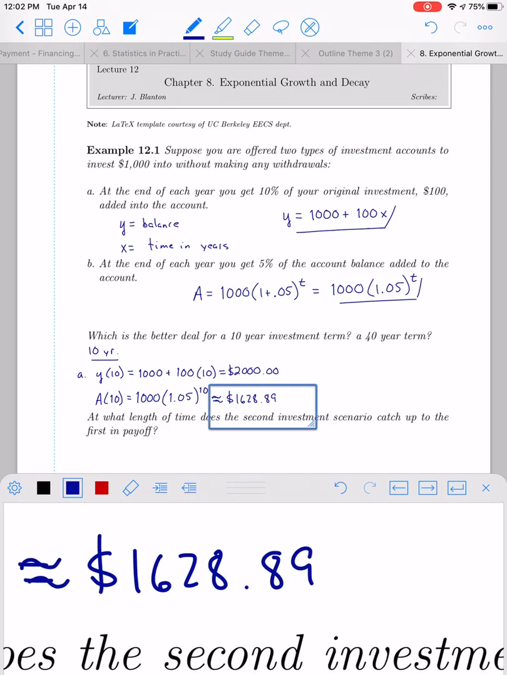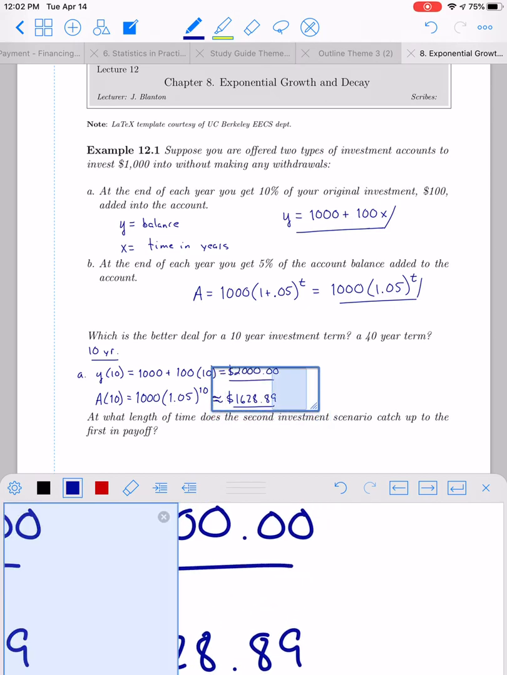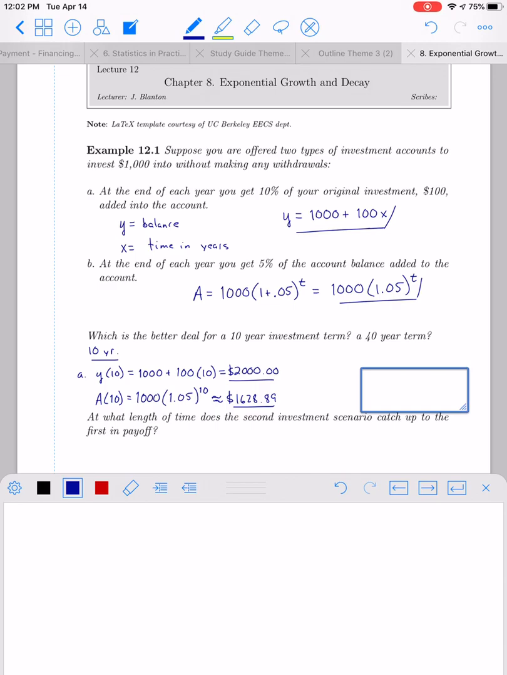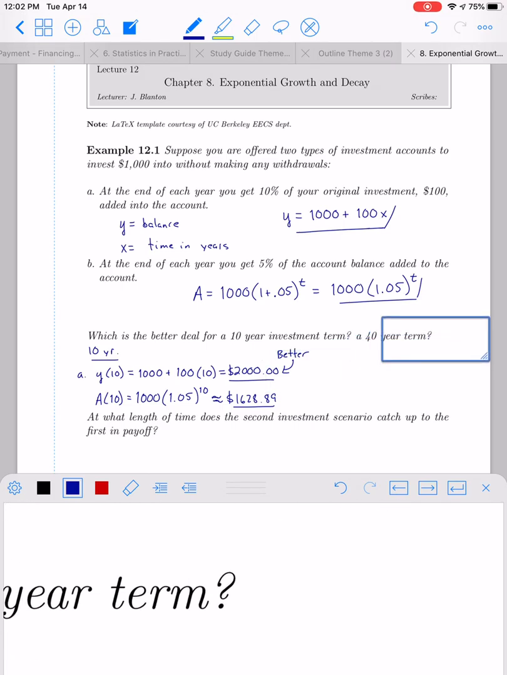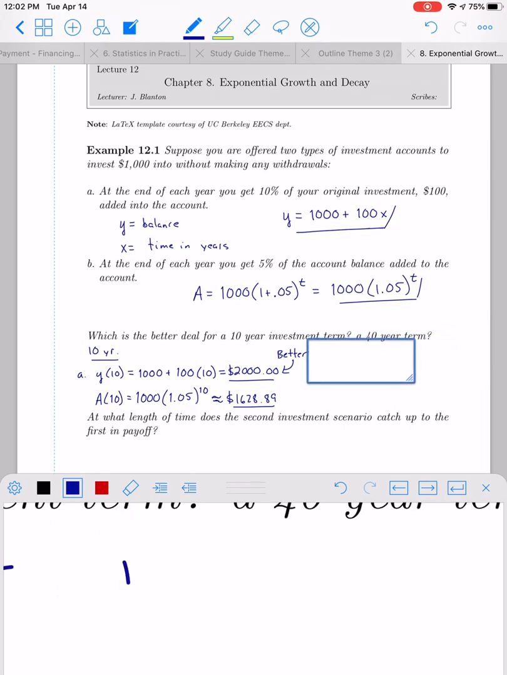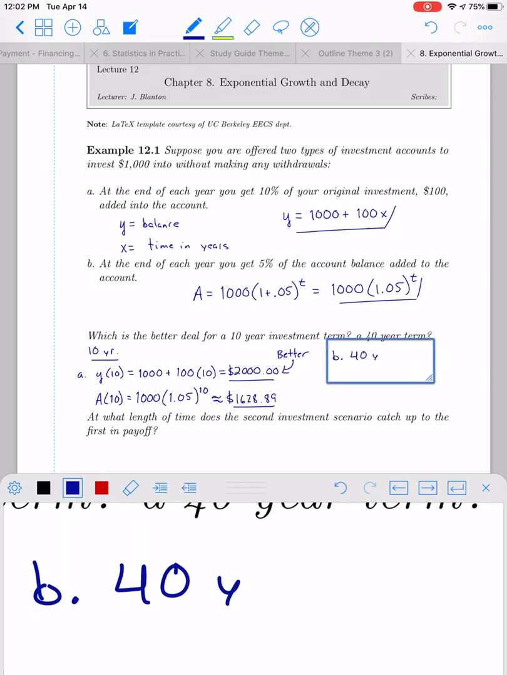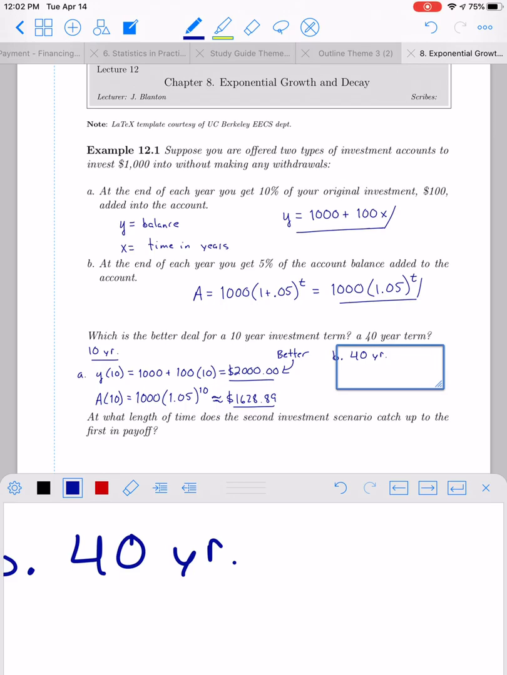Okay, so which one's better in a 10-year plan? Well, it's part A. There's more money here, right? So this is a better investment for a 10-year plan. But that might contradict what our initial feeling might have been, which was for 40 years, or for the exponential versus linear, we'd think that the exponential plan would pay off better. Well, it just needs time to do so.